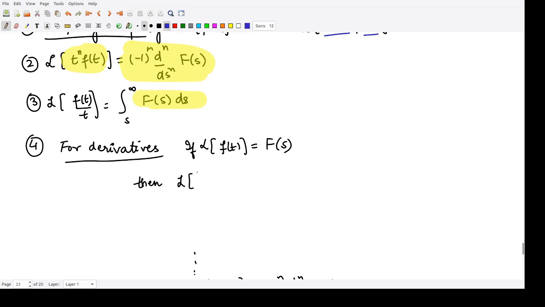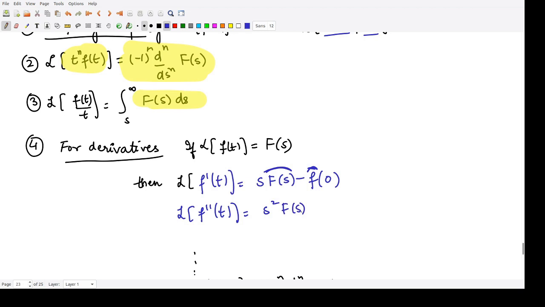The Laplace transform of f dash t would be equivalent to s into F of s minus f of 0, where what is this f? This is the given function, and what is this F? This is the Laplace transform of the given function. And similarly, you would have the Laplace transform of f double dash t, so that would be s square F of s minus s into f of 0 minus f dash 0, right?